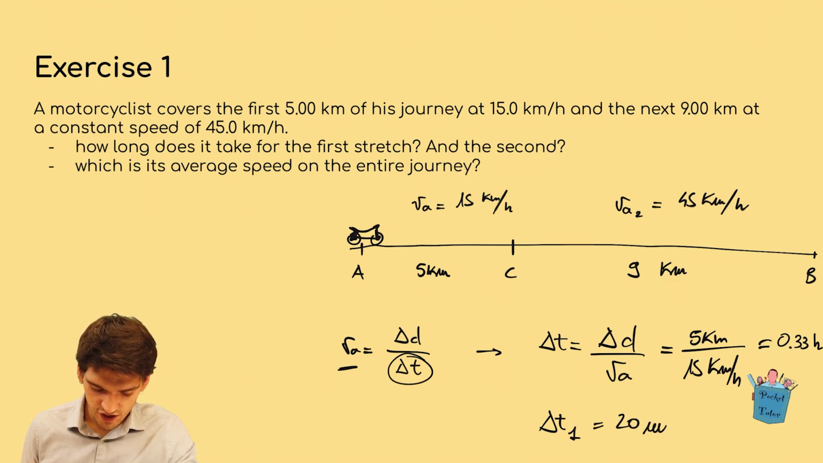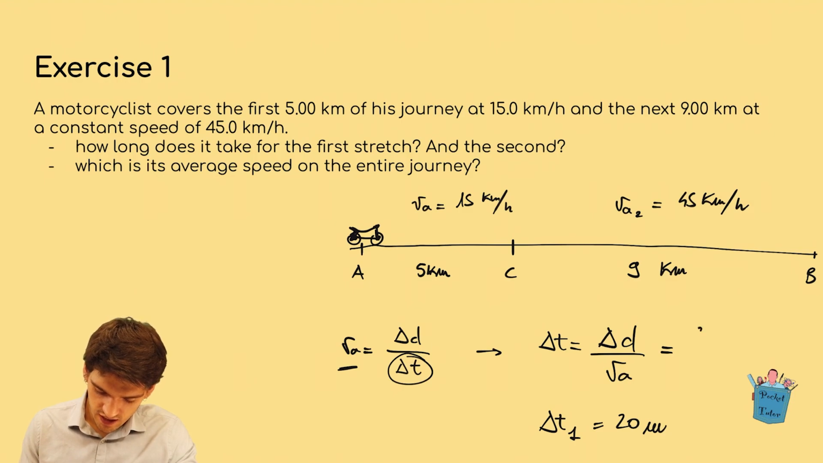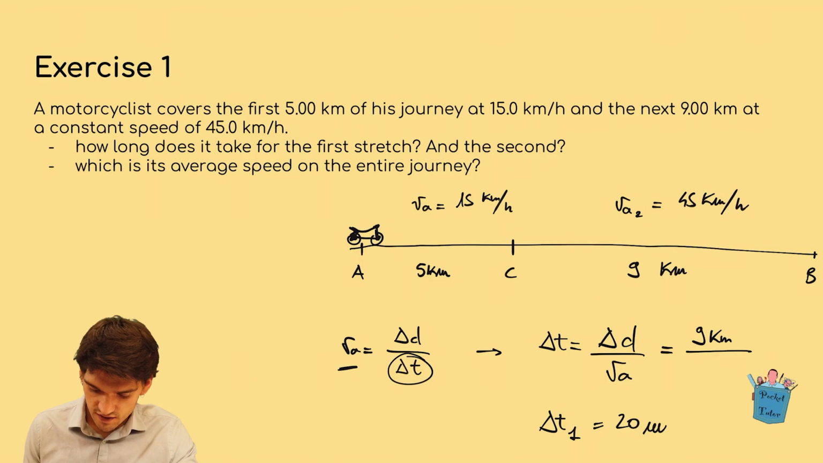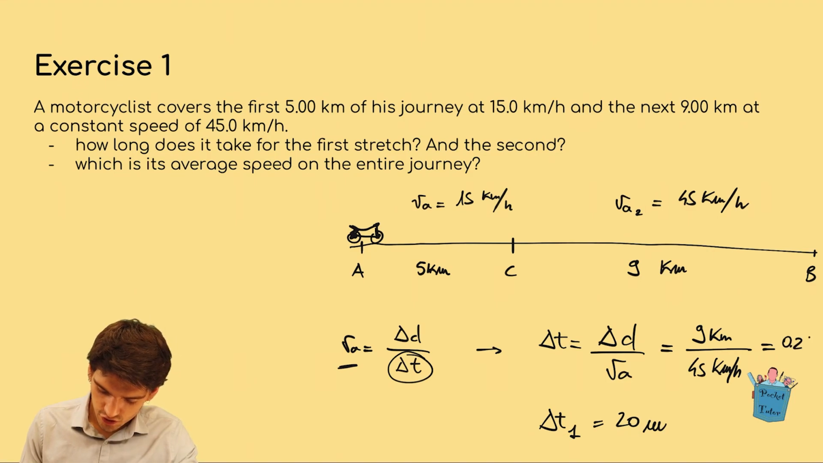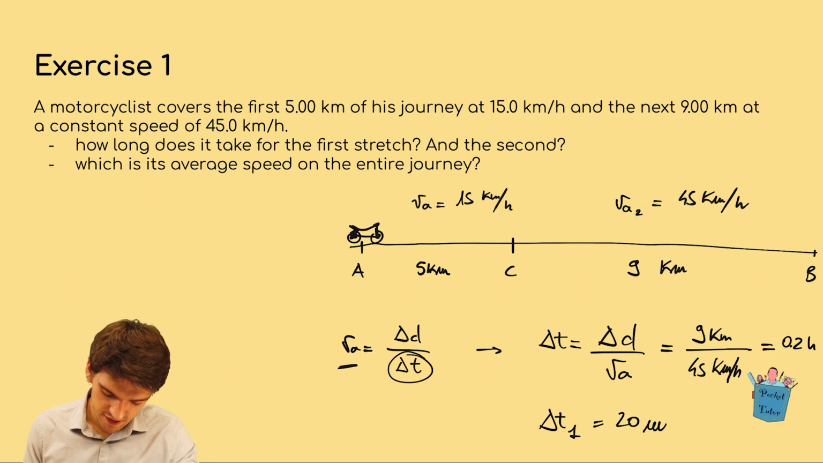Now for the second stretch, the equation is the same. We only need to change the values. And this is 9 kilometers, the distance traveled in the second stretch, divided by 45 kilometers per hour. And this is equal to 0.2 hours. And also in this case, multiplying it by 60 gives us that the time interval needed to cover the second stretch is equal to 12 minutes.